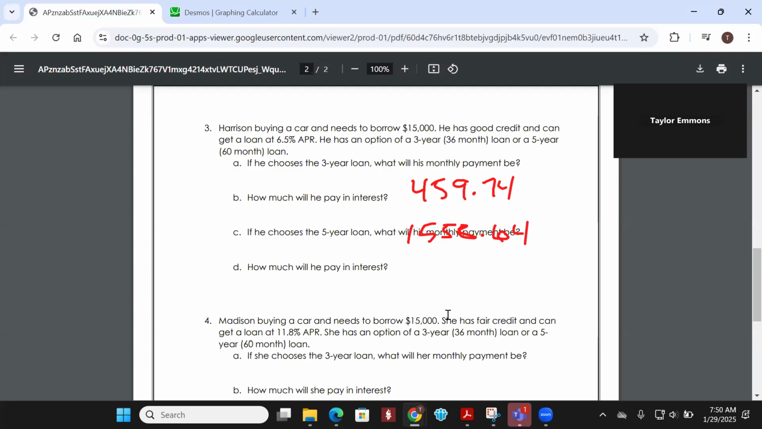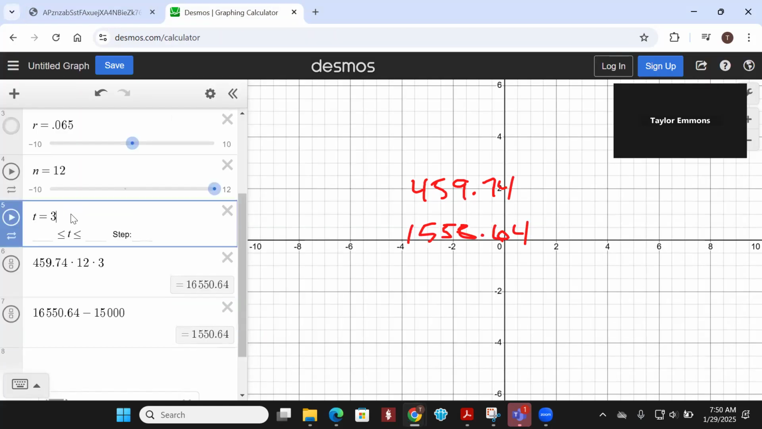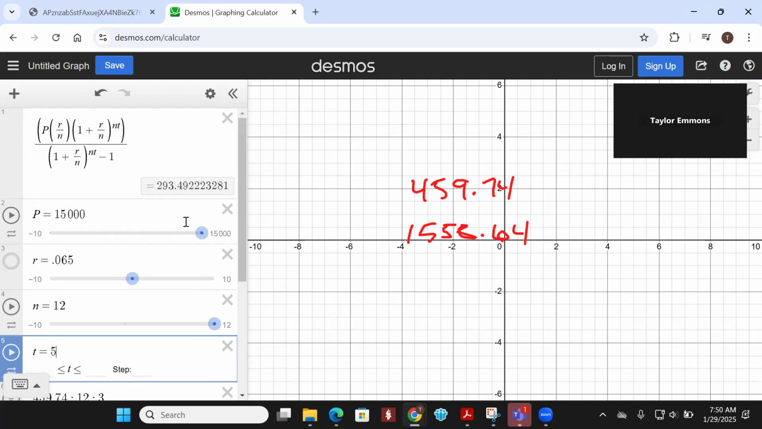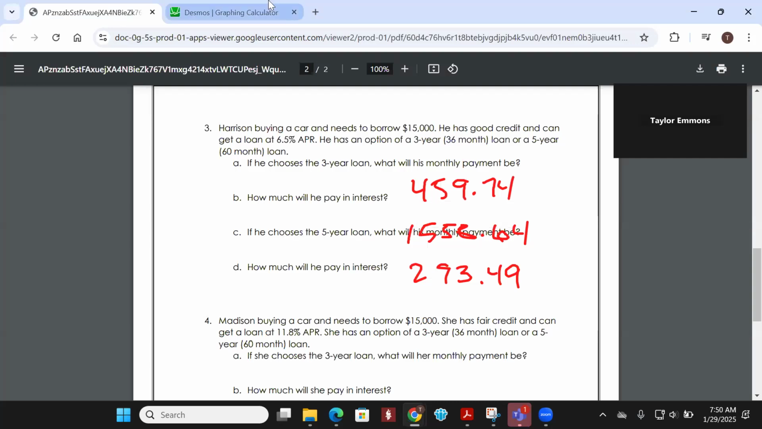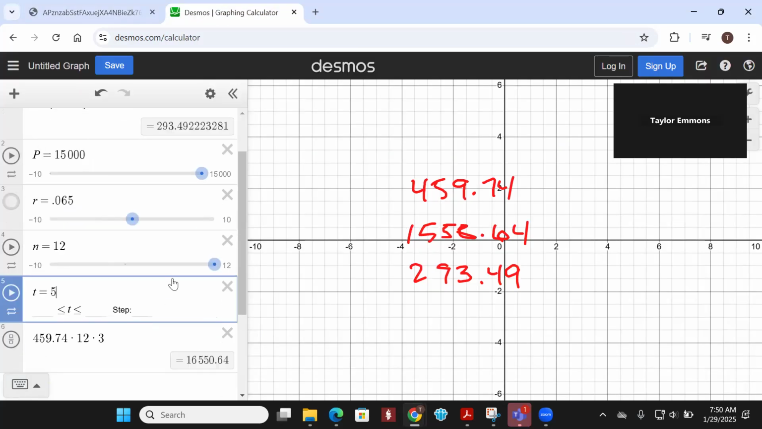All right, now if he does a 5-year loan, we're going to just come up here and change this to 5 years. That'll be 293.49. And then they asked, how much will he pay in interest?